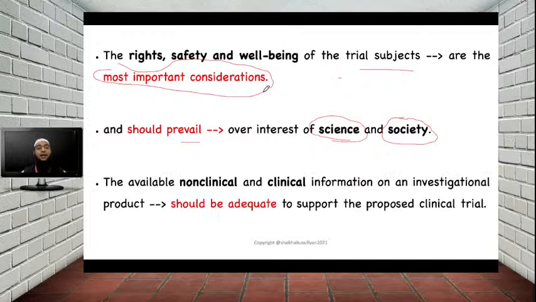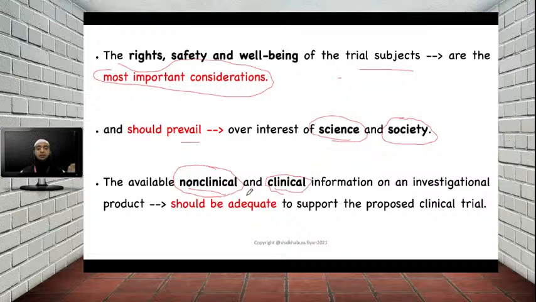In addition to that, the available non-clinical and clinical information. Now what is non-clinical information? The information that you received especially from the animal study. So that is non-clinical information. What is clinical information? Maybe you have done your phase 0 study in a very small number of the population.